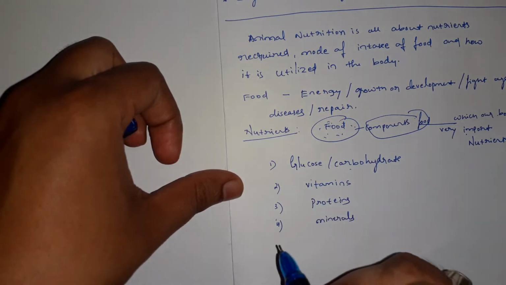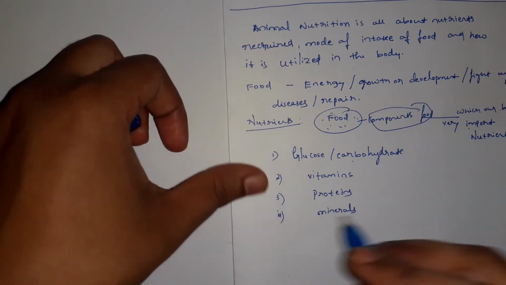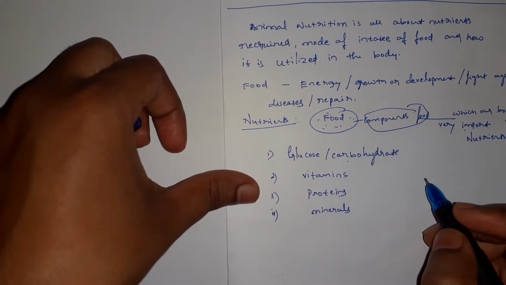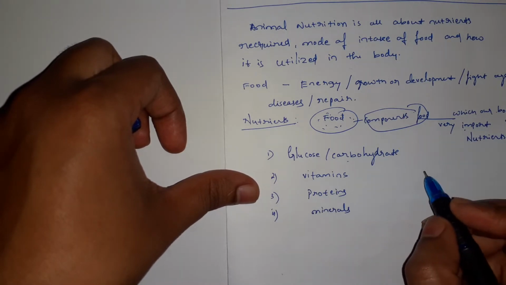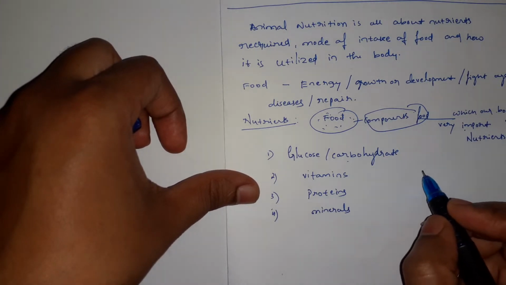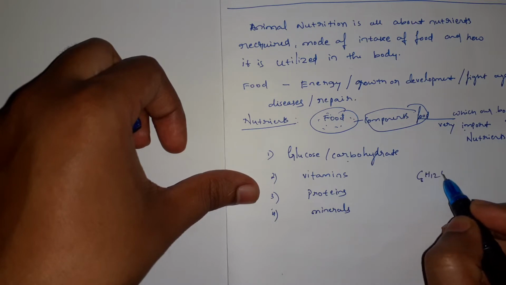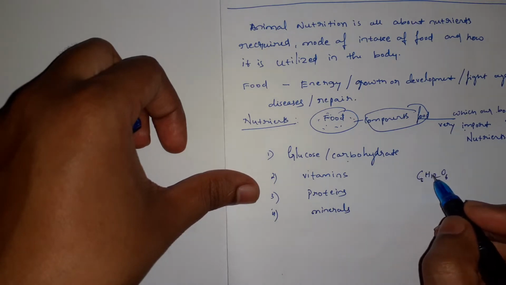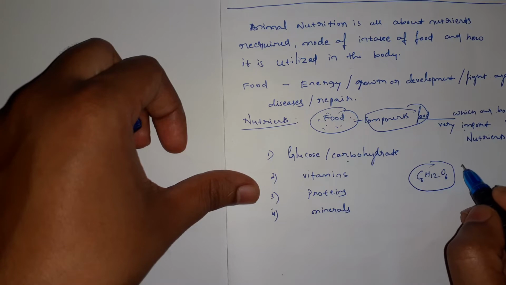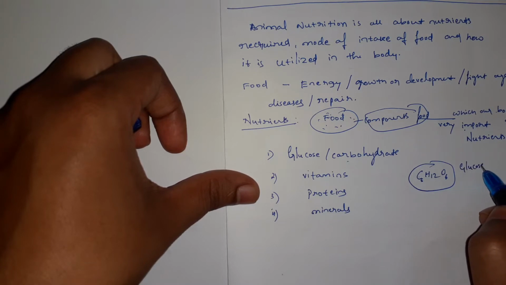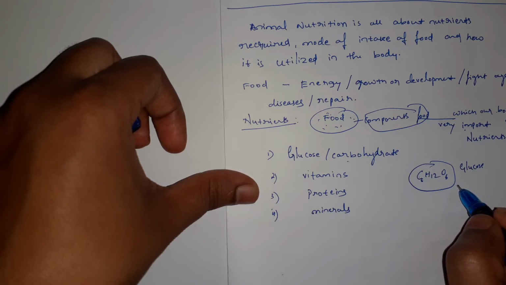Carbohydrates is nothing but glucose. I explained to you in the first lesson, plants prepare food. Whenever it prepares food, it is in the form of glucose, that is C6H12O6: 6 carbon, 12 hydrogen atoms, and 6 oxygen atoms together make one glucose molecule. And plants prefer to store the food in this form only.